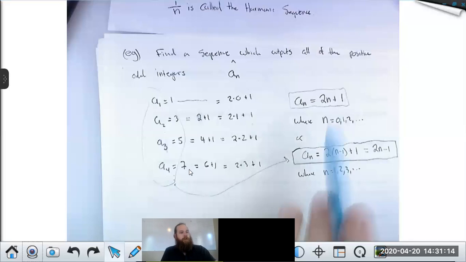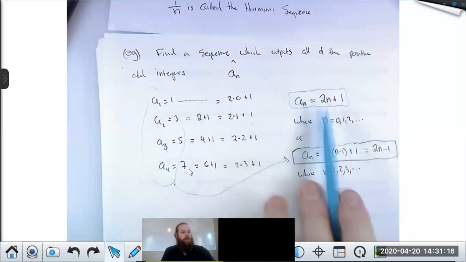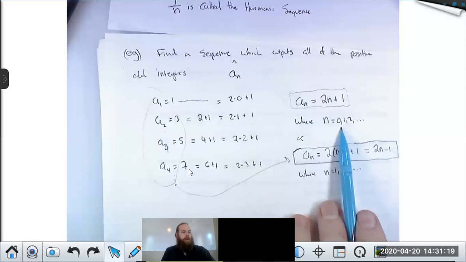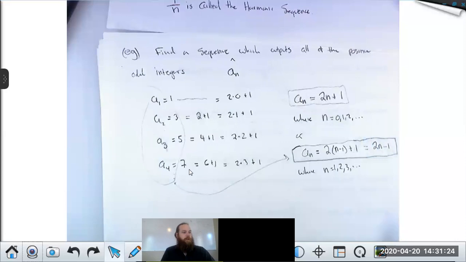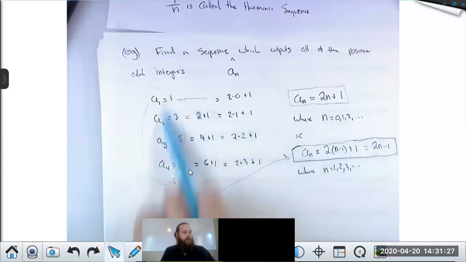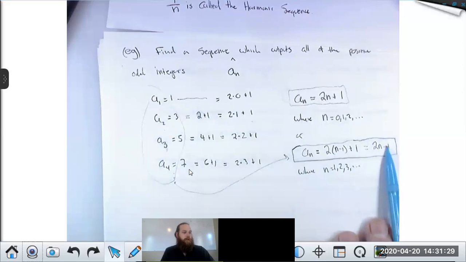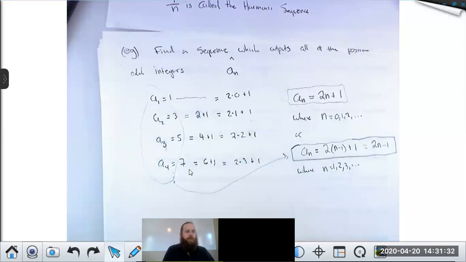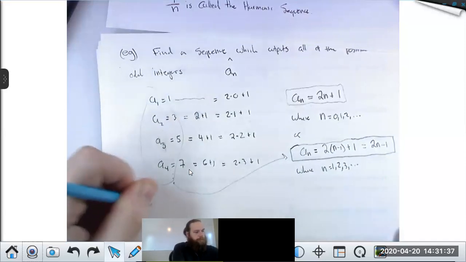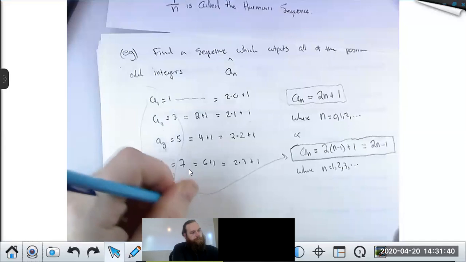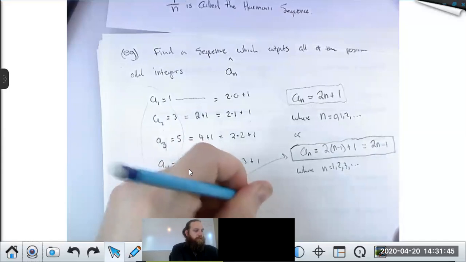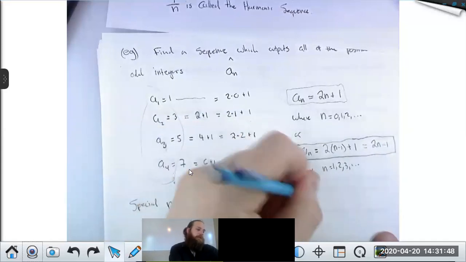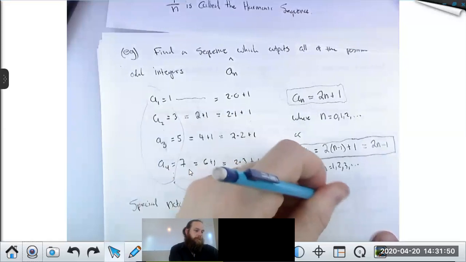They have a different domain. When I want to write all the odd positive integers as 2n plus 1, I have to let my domain be 0 to infinity. Again, just taking the whole numbers there. And if I want to write my collection of all odd positive integers as 2n minus 1, I have to let n run from 1 to infinity. And there is a special notation for that. Special notation for sequences with a specified domain.